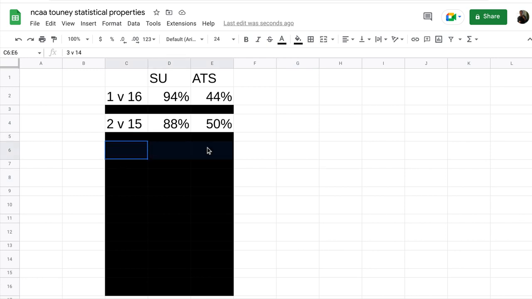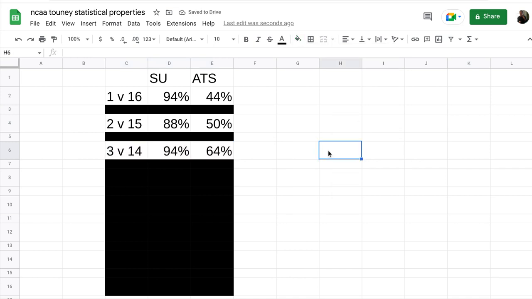Now, let's cover something very interesting with the 3 seed here. And this really surprised me. The 3 seed is covering 64% ATS. They're winning outright just as much as the 1 and 2 seed at 94%, but with completely different ATS covering than the 1 and 2 seeds. And it's probably because sportsbooks are going to overvalue that 1 and 2 seed, maybe not value the 3 seed as much. So that's a good solid play there to look at, the 3 seed.